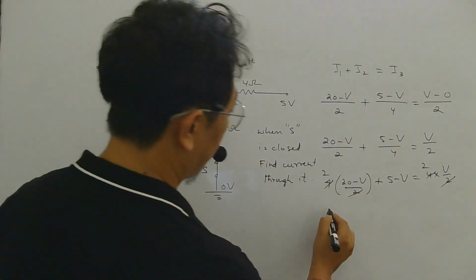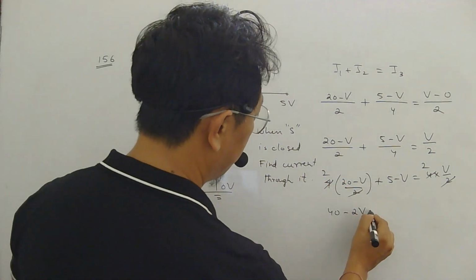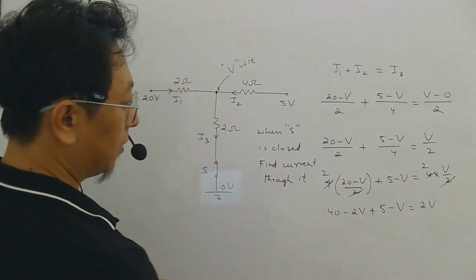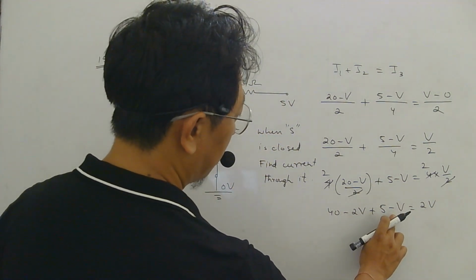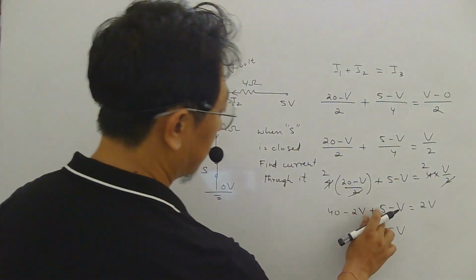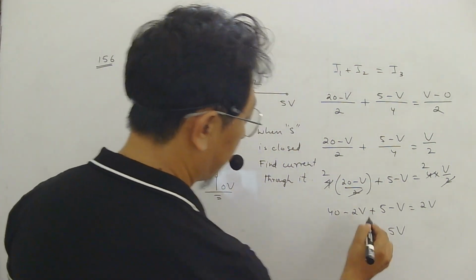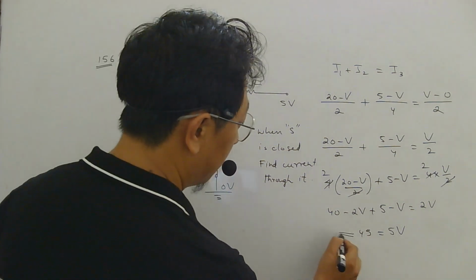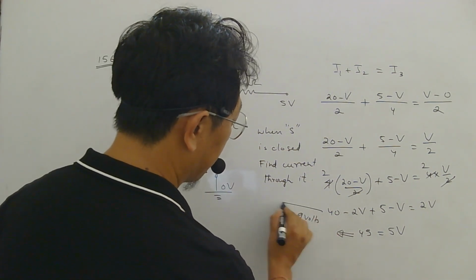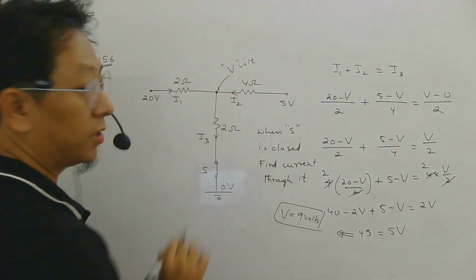So 2 into 20, 40 minus 2V plus 5 minus V equals 2V. Minus 2V minus V minus 2V, minus 3V will go that side, you will get 5V. 40 plus 5 will give 45. So from here V will come to how much? 9 volts. So the potential of this point is 9 volt.